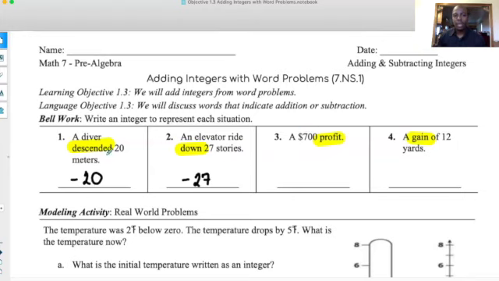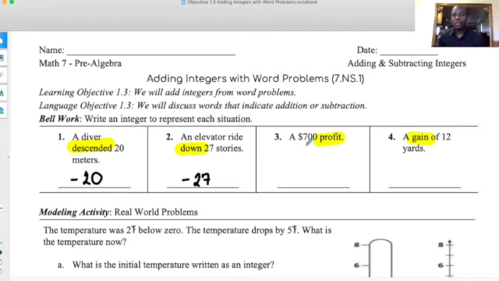And you should be able to identify the opposite of these as well. Because if there's subtraction, you know the opposite of subtraction, or rather, let's use math terms. The inverse of subtraction is addition. So the opposite or the inverse of descended would be ascended. The inverse of down would be up.